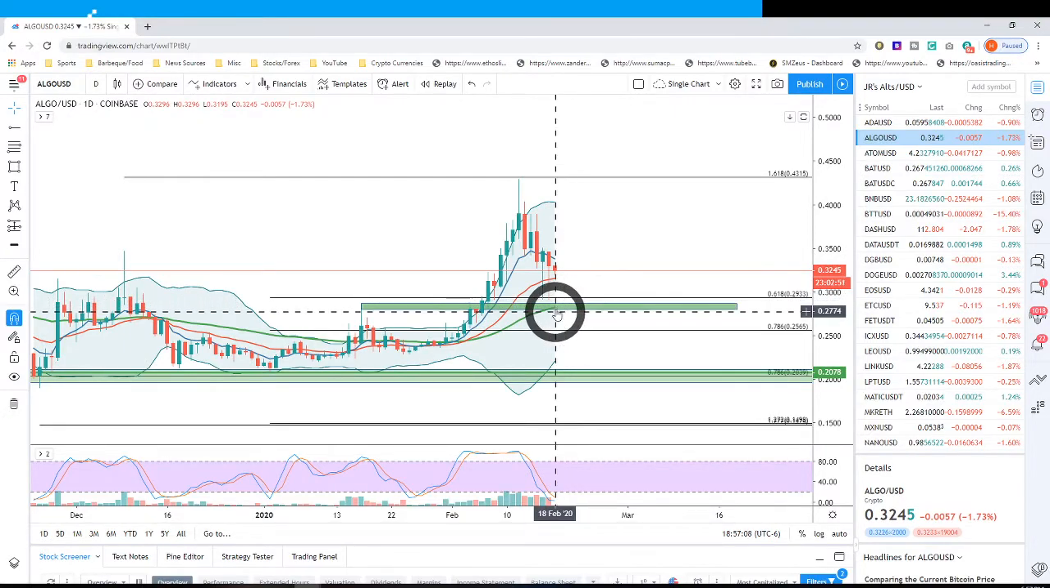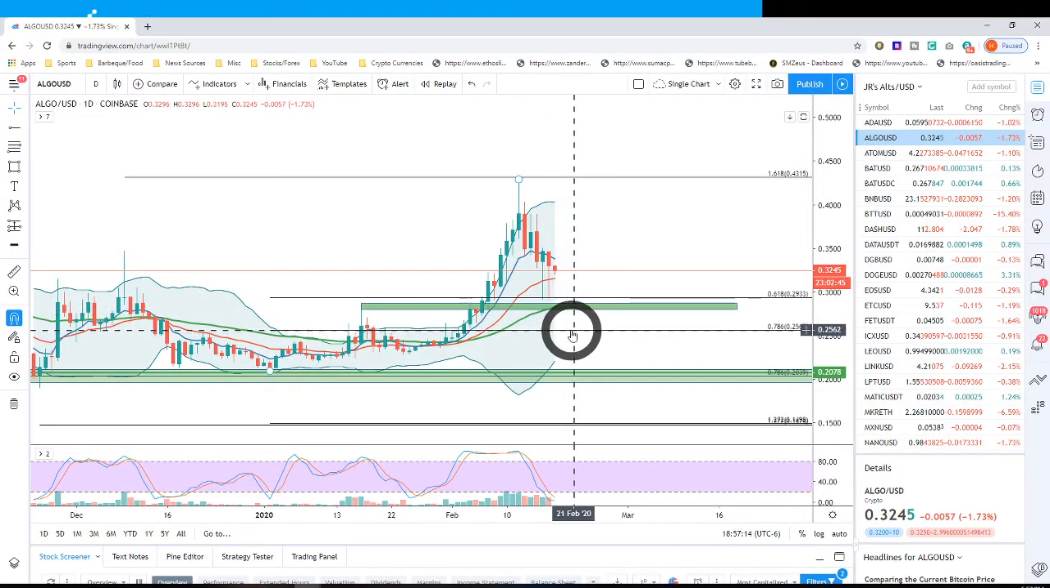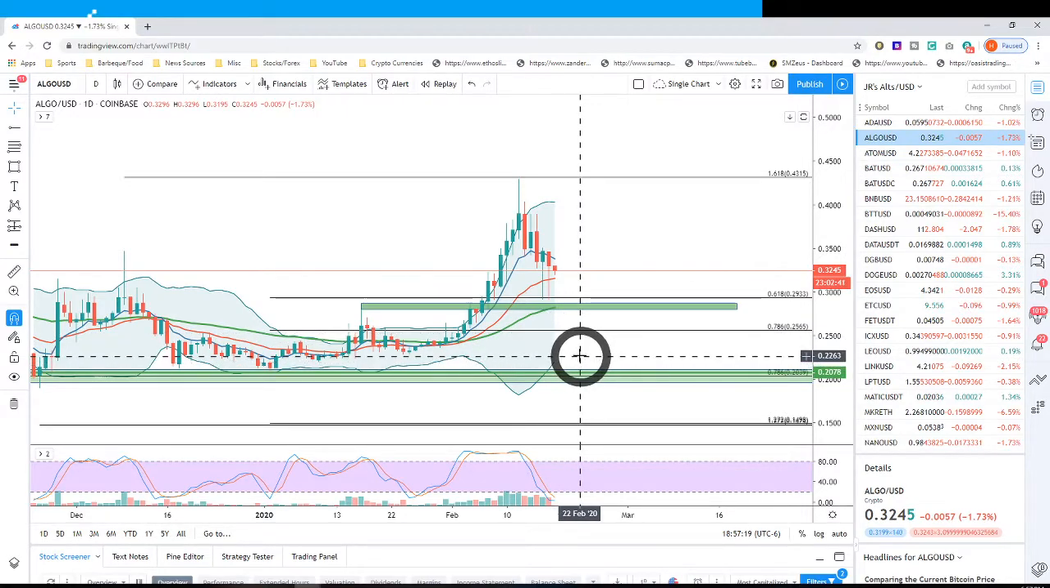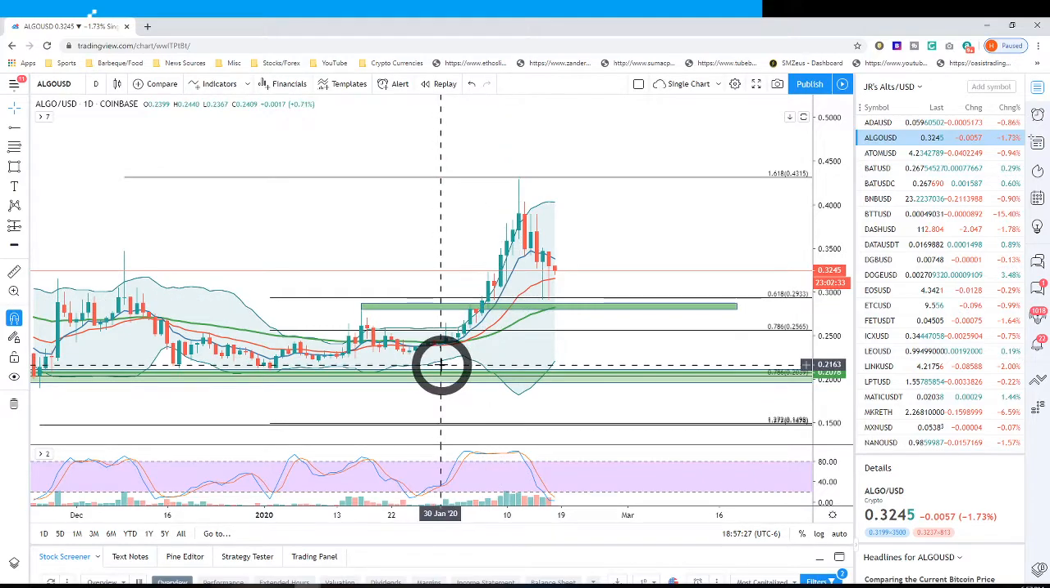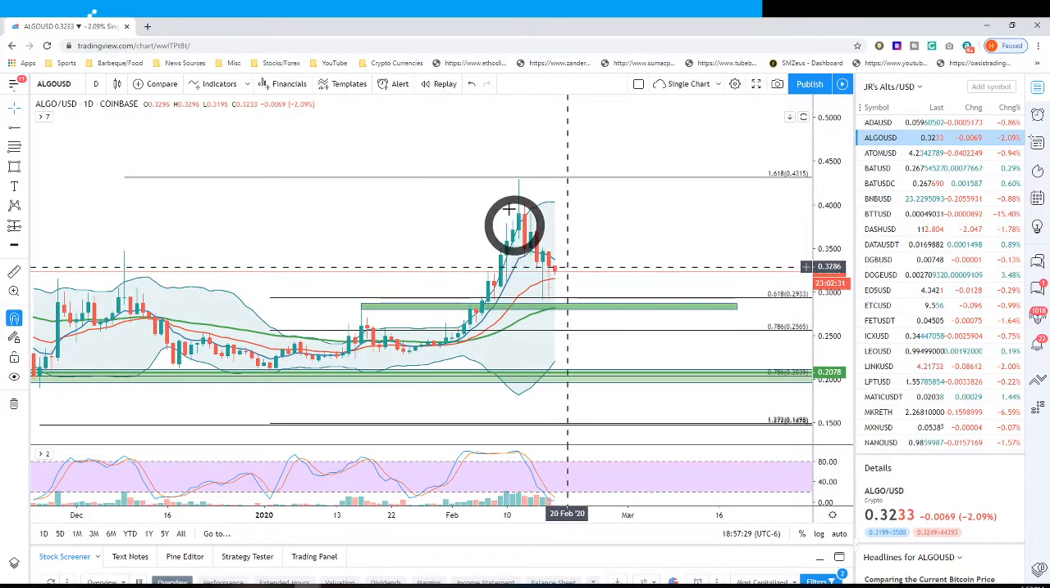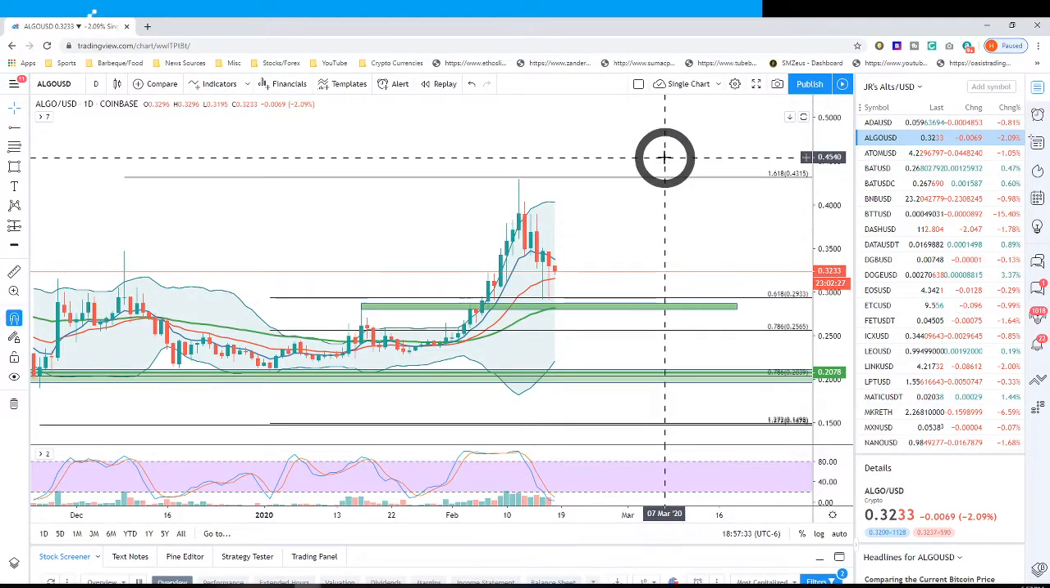If it breaks this, and right here you've also got the 50 EMA, then it's coming all the way back down to here, 25 cents, and then more than likely coming back and retesting 22 or 23. But right now, looks like it's just a pullback, and then can it hold?